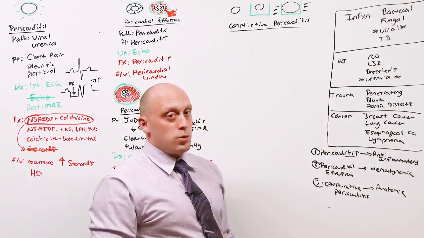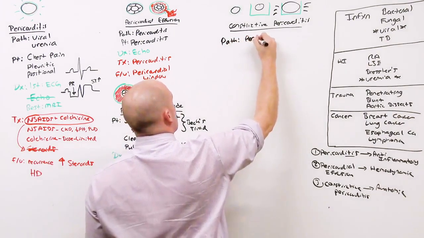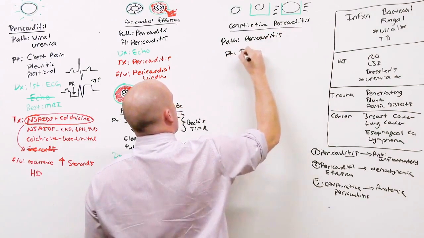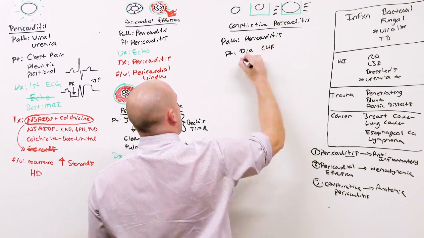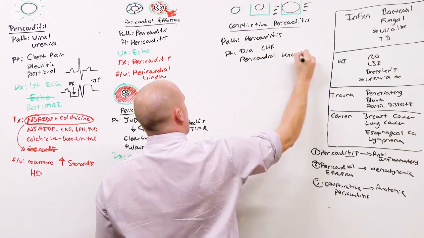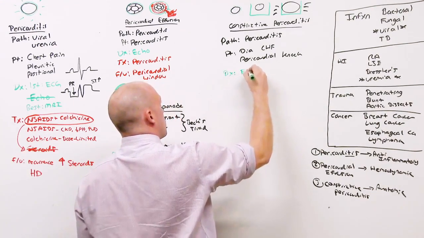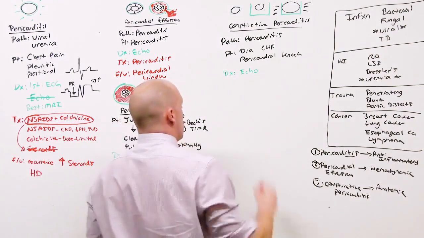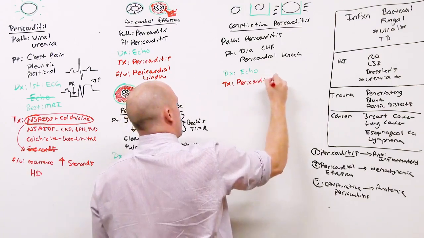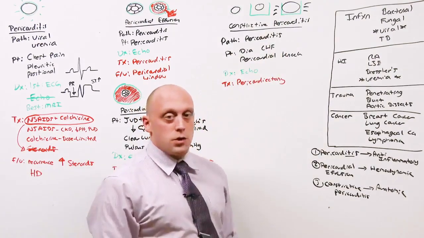And this is a very complex disease, but what I want you to see is the pathology is going to be pericarditis, recurrent or repeated. The patient is going to present with diastolic CHF and a pericardial knock. The diagnosis is going to be made with an echocardiogram, and the treatment is pericardiectomy. You can't undo the anatomic change. It's scar, so you just cut it out.